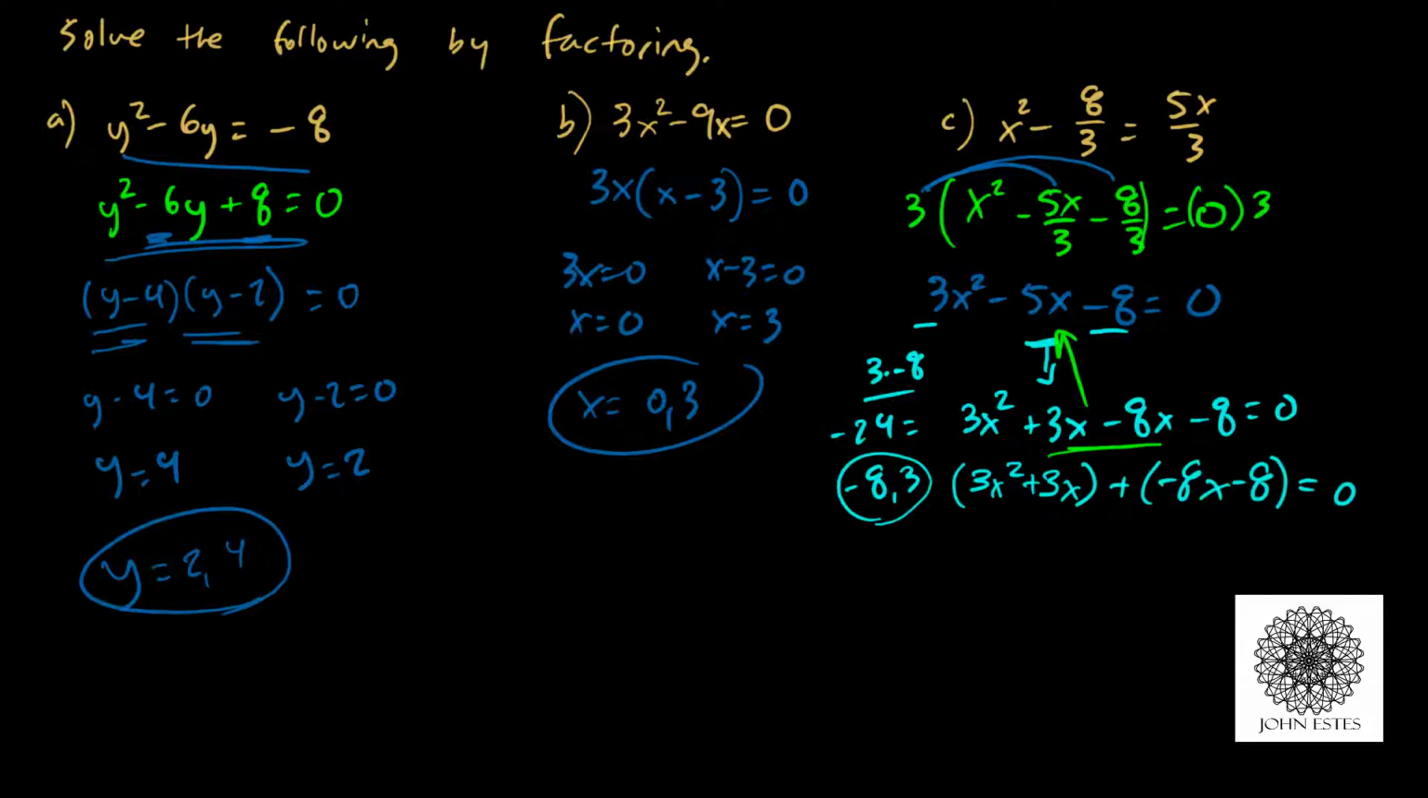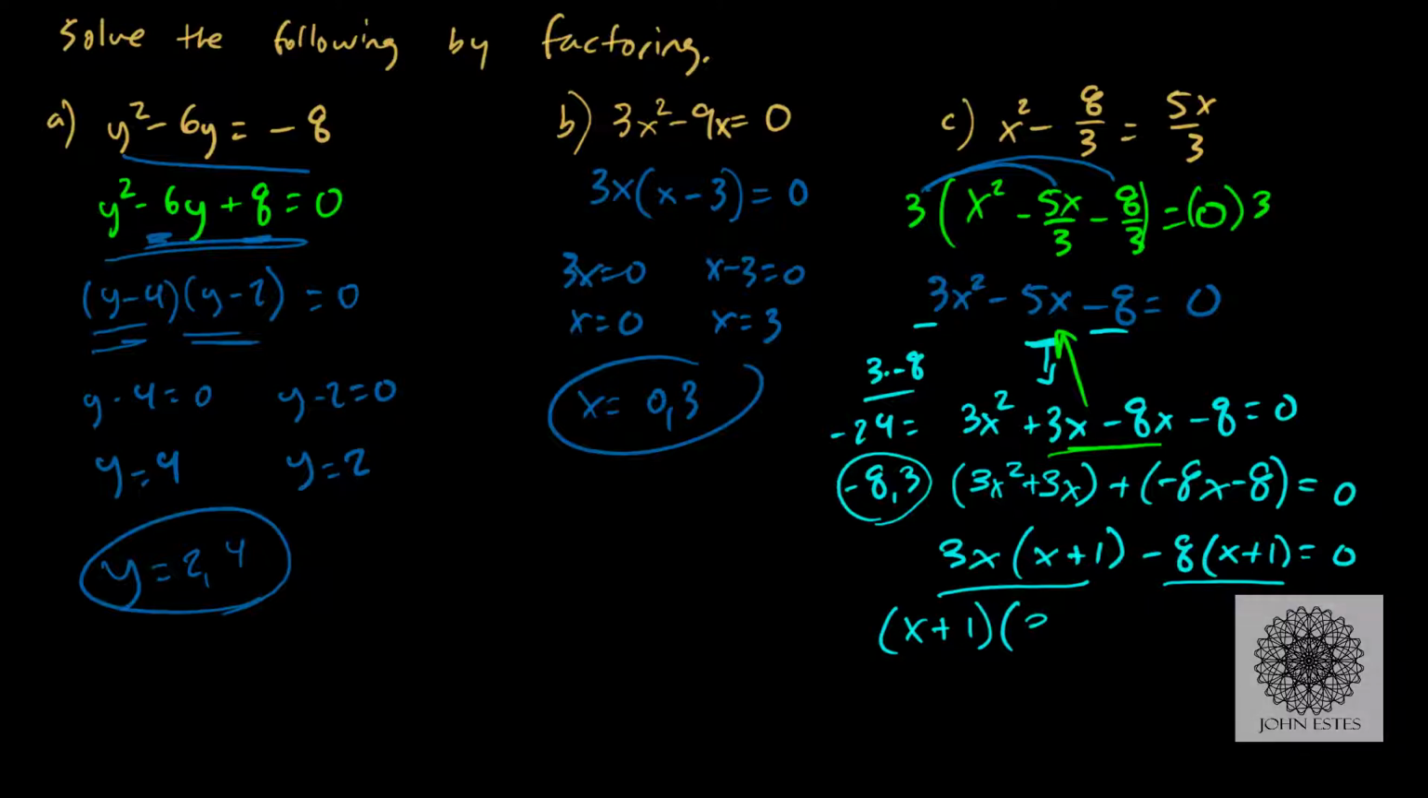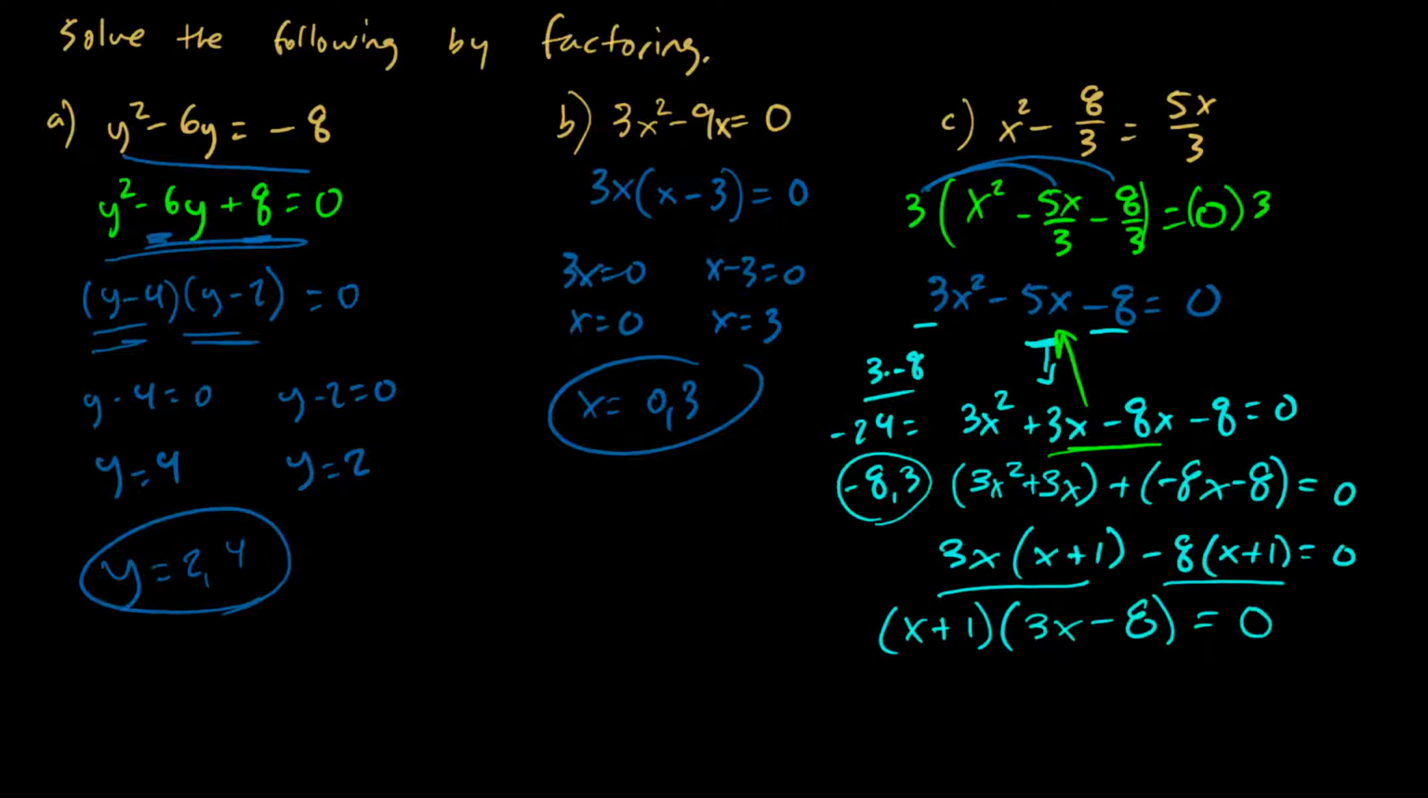And out of the first group now I can factor out the greatest common factor. I can take out a 3x and I'm left with an x plus 1. Out of my second group I can take out a negative 8 and I'm left with an x plus 1. And now I have two terms that have a common factor of x plus 1. So I take out the x plus 1. Out of my first group now I'm left with a 3x. Out of the second group I'm left with a negative 8. And there I have it.